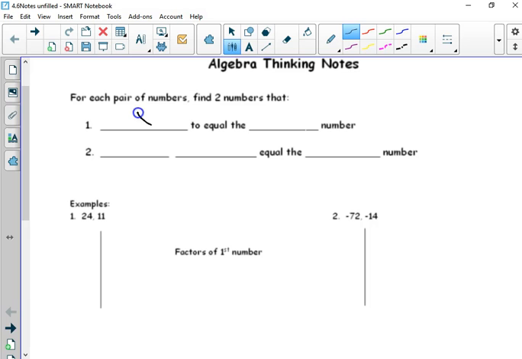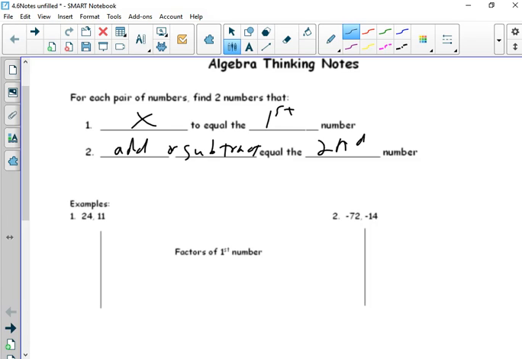We're going to find two numbers that multiply to equal the first number and add or subtract to equal the second number. So, two numbers that multiply to give you 24, okay, that add up to 11. Okay, so what are some numbers that make 24?